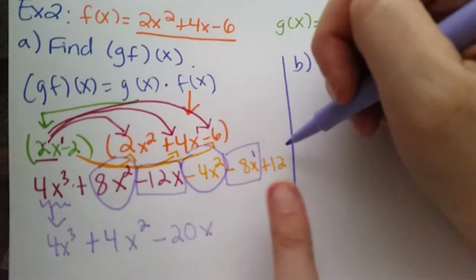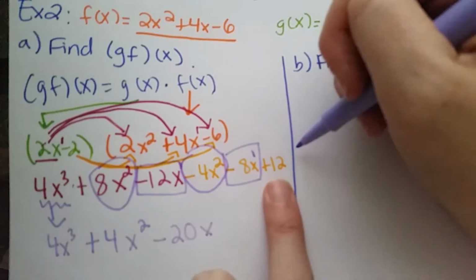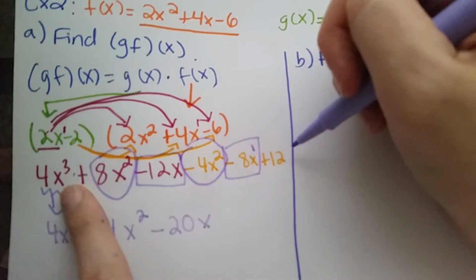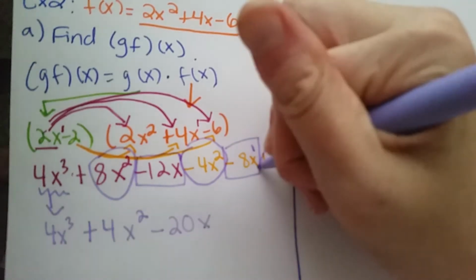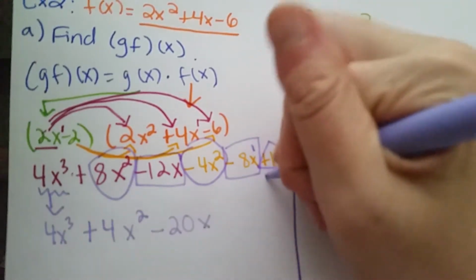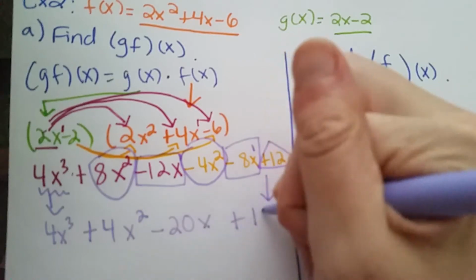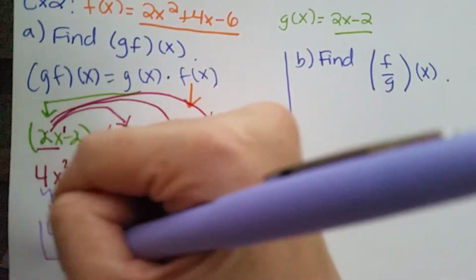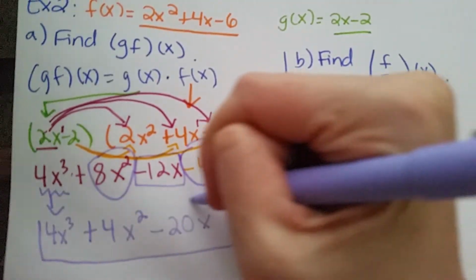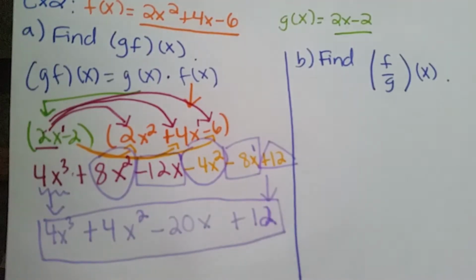Lastly, the term without a variable is the one we usually write last. Since I don't see any other terms without variables, I'm just going to drop down this lonely 12. It doesn't have anything to add to. Alright, and that is our final answer. That was exciting.